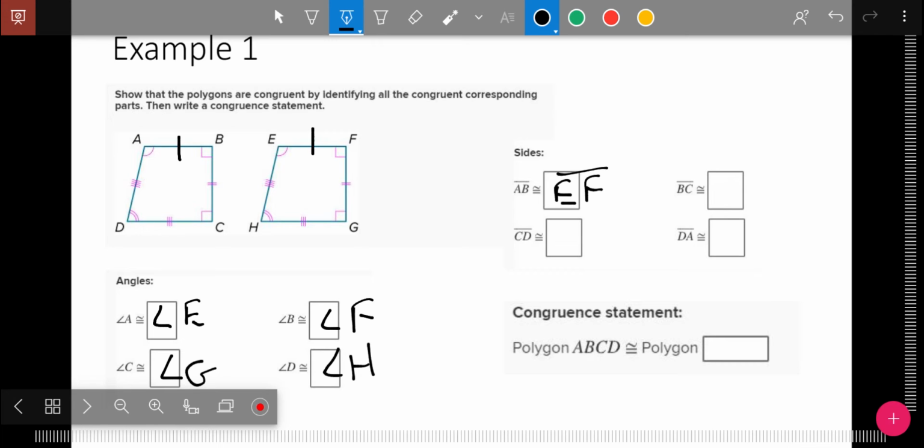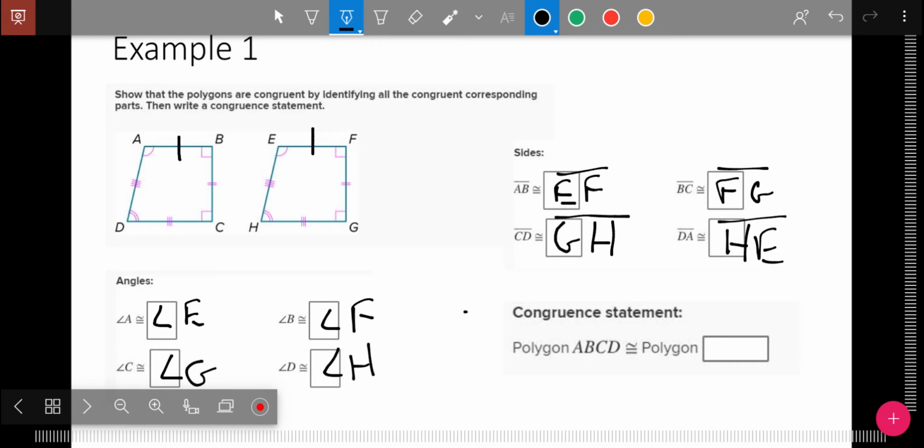Side BC or segment BC matches side or segment FG. Side CD or segment CD matches, now I went from C to D, and so you could probably write it either way, but it's best to get used to matching up the corresponding parts. We said C and G go together. So if C's first, I want to write G first. And then DA, I want to write HE.